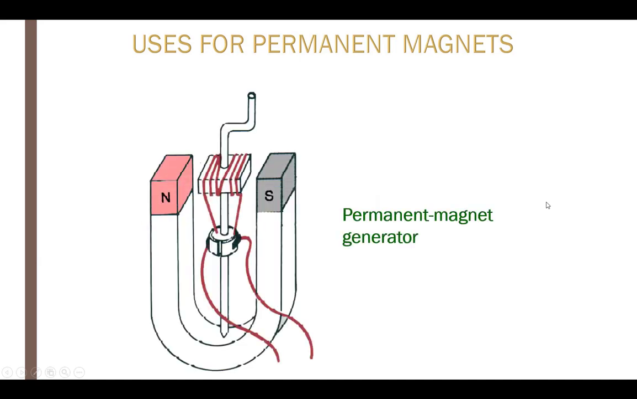Here is a permanent magnet generator. I've got north and south, so there are lines of flux crossing through here, and now I have conductors. If I cut those lines of flux with these conductors, that induces a voltage in the conductors, and one side becomes more positive than the other. If I hook up a load, then current will flow. This one's a hand operated crank.